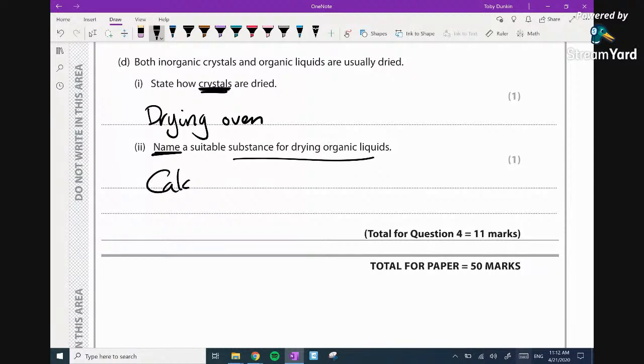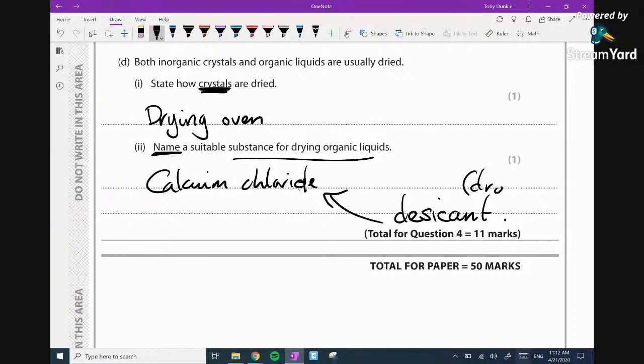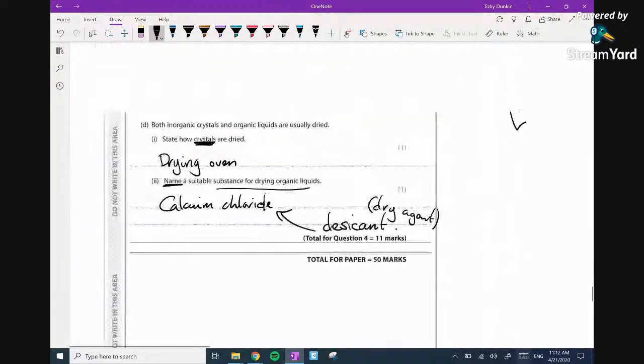name calcium chloride. Calcium chloride is my choice. That there is a desiccant. Desiccant. It's otherwise known by the common name, drying agent. Yeah, and you use that in the liquid. And that brings us to the end of the paper.